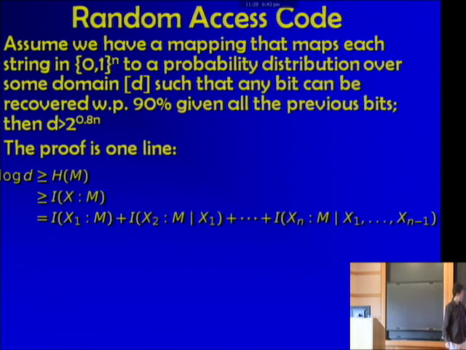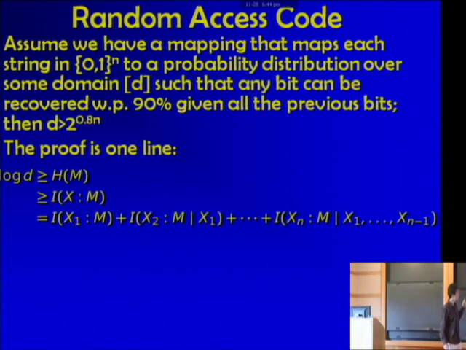The entropy of M is clearly at least the mutual information between X and M. This is something I also mentioned before: the mutual information can never be bigger than the entropy of each of the terms. So I know that the mutual information between X and M is at most log D. And the chain rule is what completes the proof. Let's write this mutual information between X and M as the mutual information between X1 and M, plus the mutual information between X2 and M given X1, and so on and so forth, plus the mutual information between Xn and M given all the previous bits.